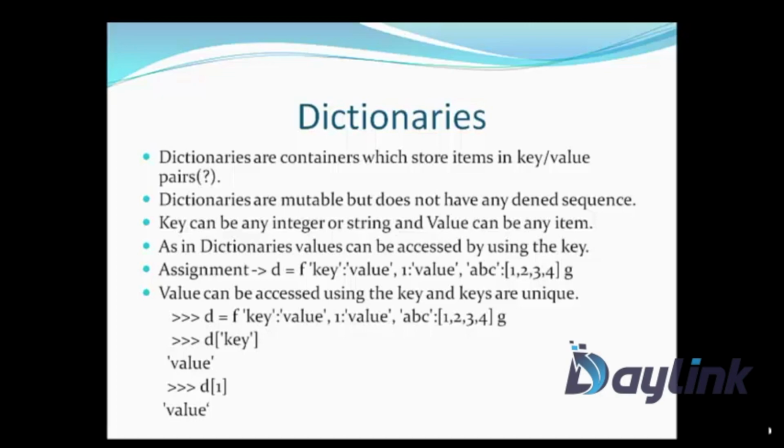Assignment: D = {'key': 'value', 1: 'value', 'ABC': 1234}. Values can be accessed using the key, and keys are unique. Then we print D['key'], so the output is value. And in the same way we write D[1], then our output is, as usual, the value.